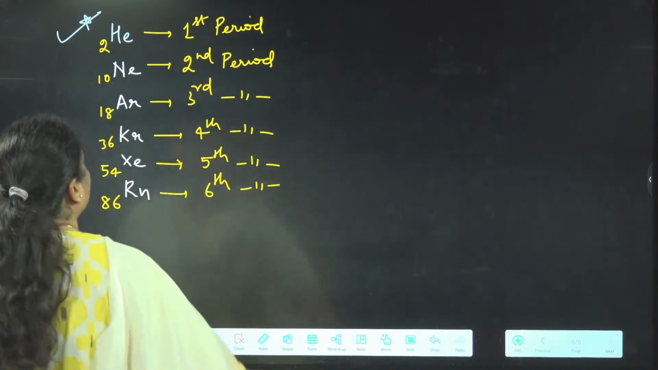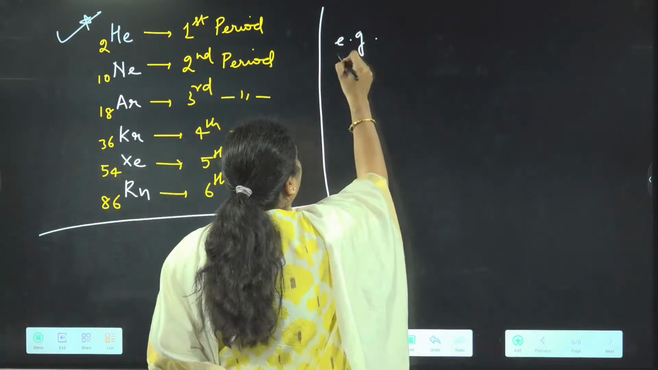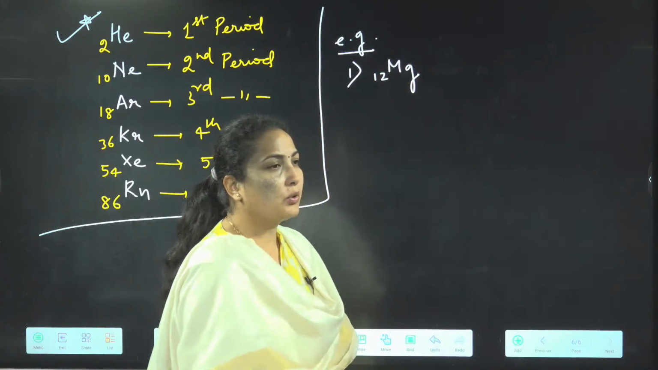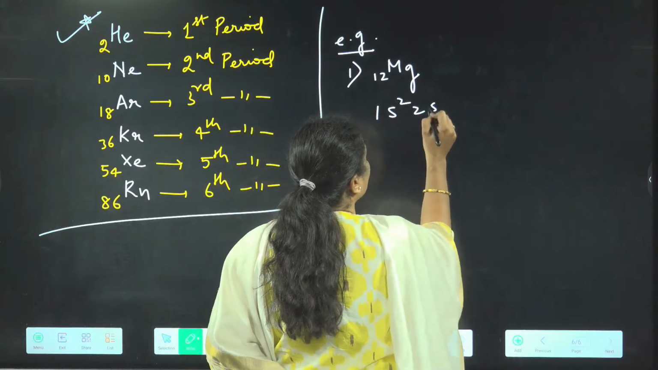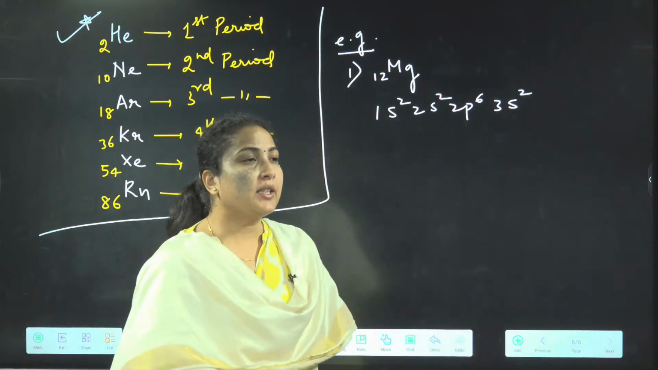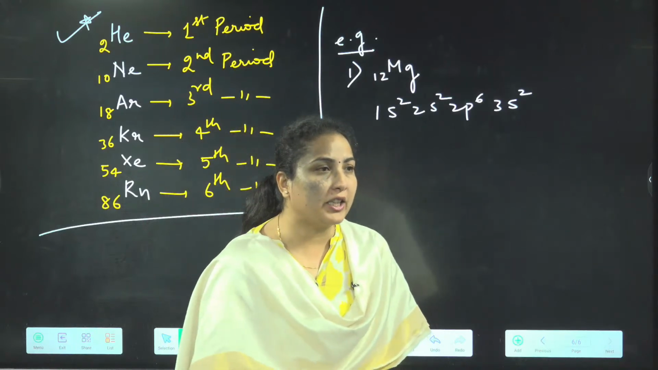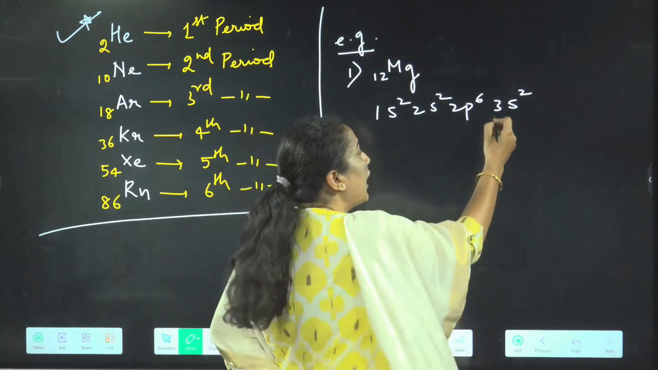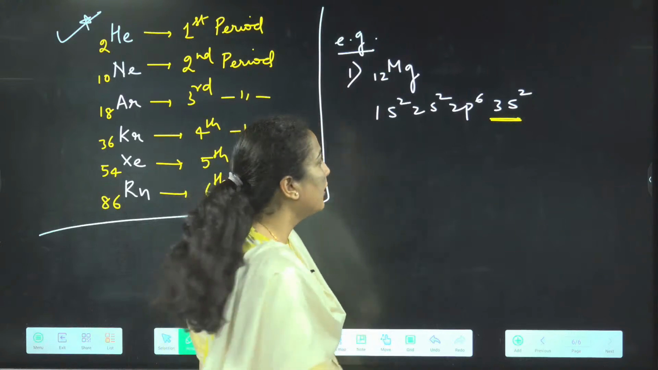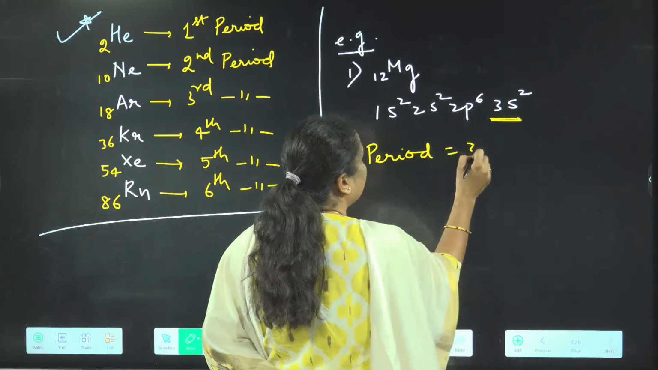Okay, let us see a few examples here. Let us say I am giving you magnesium. Magnesium is 12, right? Now when I write down its configuration, it is 1s2, 2s2, 2p6, and then 3s2, right? Now what is the period here, or what is the principal quantum number of the valence shell? Valence shell here will be the outermost shell. Outermost shell is 1, 2, 3 from the nucleus when you see, right? So the outermost shell is 3. So basically the period you got is 3, right?